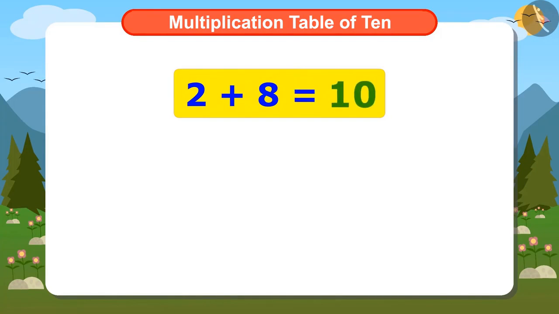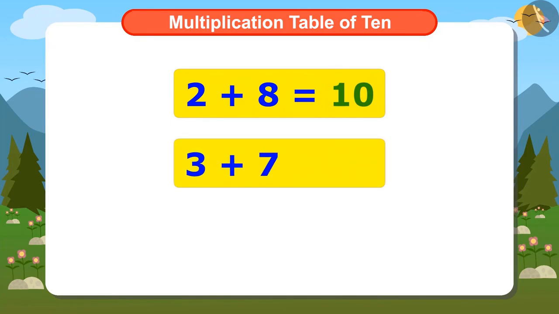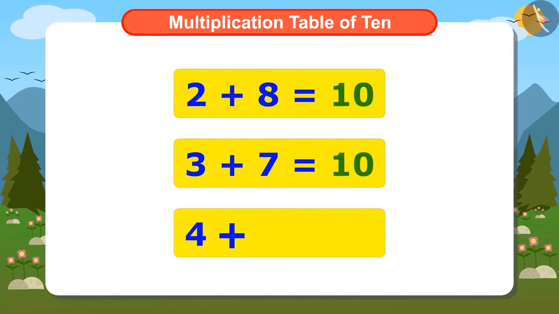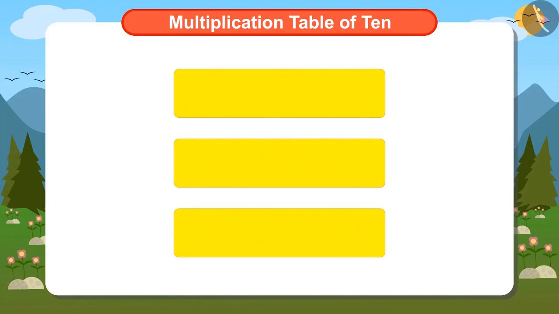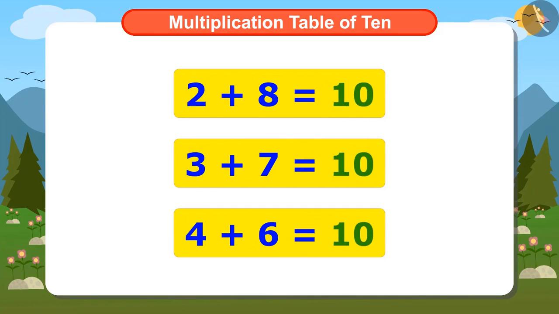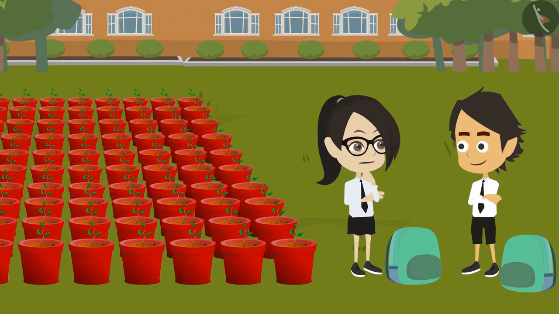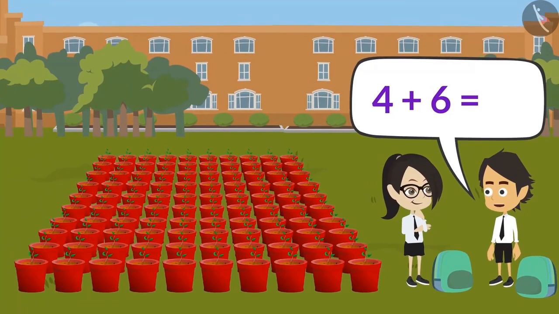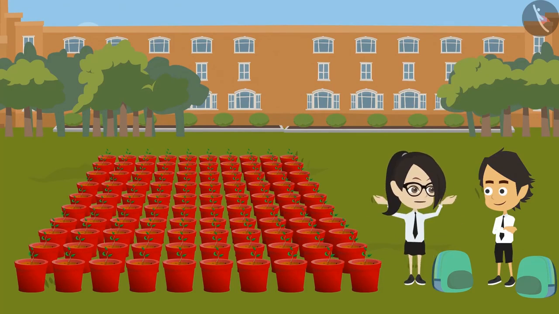Adding 2 and 8 gives us the answer 10. Adding 3 and 7 also gives us the answer 10. Similarly, adding 4 and 6 also gives us the answer 10. Now we can use any one of these three groups or sets to find the multiplication table of 10. So which of these numbers will you use, Ayushman? I will find the multiplication table of 10 from the multiplication tables of 4 and 6 because both these numbers are neither very small nor very big. Okay, now you find the multiplication table of 10.